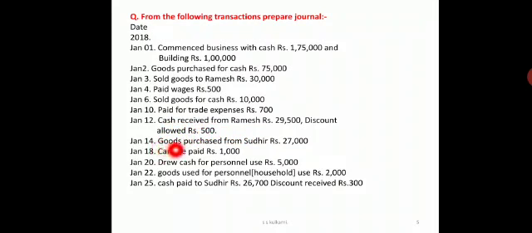Next, goods purchased from Sudhir, it is 27,000. Next, cartage paid is 1,000. Next, drew cash for personal use 5,000. Next, goods used for personal or household use is 2,000. On 25th, cash paid to Sudhir 26,000, discount received 300. Now this is a problem which you can record somewhere and keep, and then we'll see how journal is prepared.